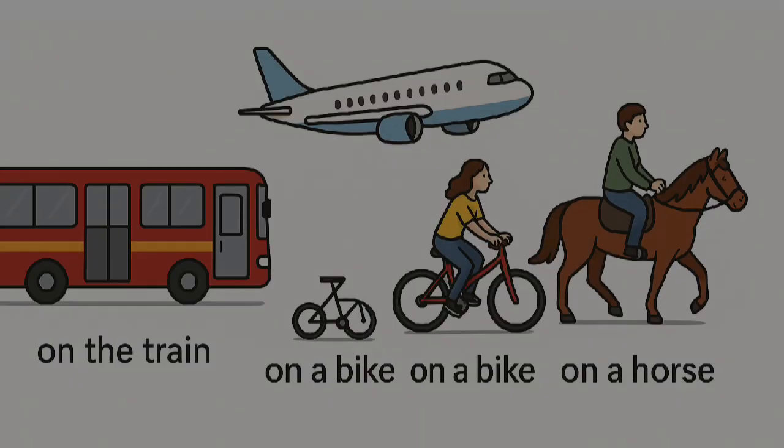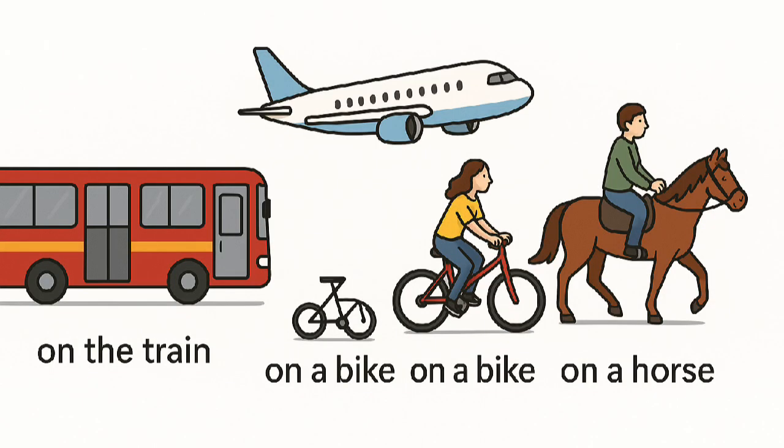We also use on with public transport and certain vehicles. We say, on the bus, on the train, on the plane, or even on a horse. Why? Because in each case, you're on a surface or platform that moves with you.